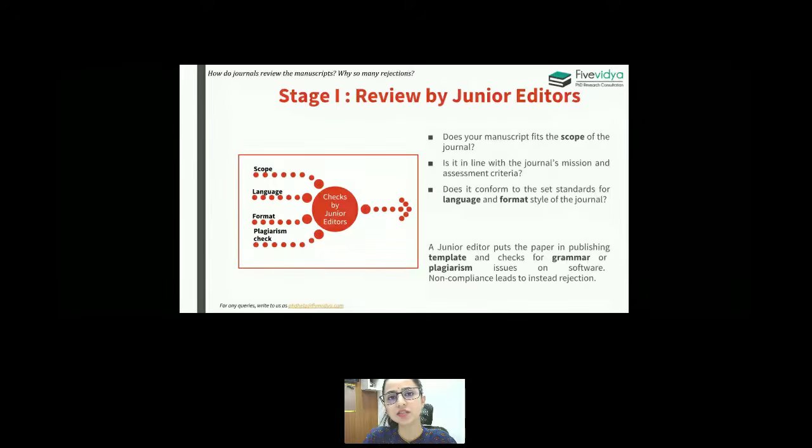First, let us discuss scope. Scope basically means that if your manuscript is not in line with the scope of the journal you are submitting to, then it will be of no use.